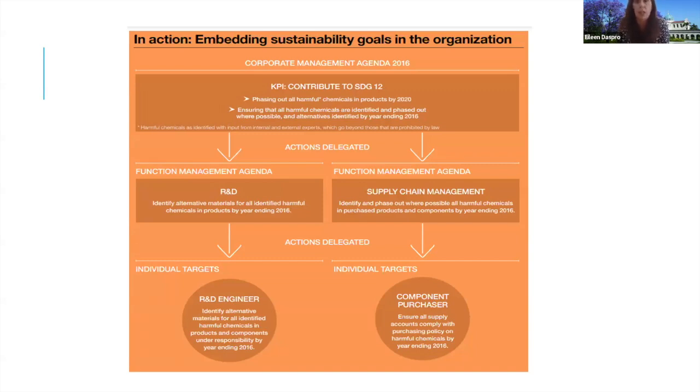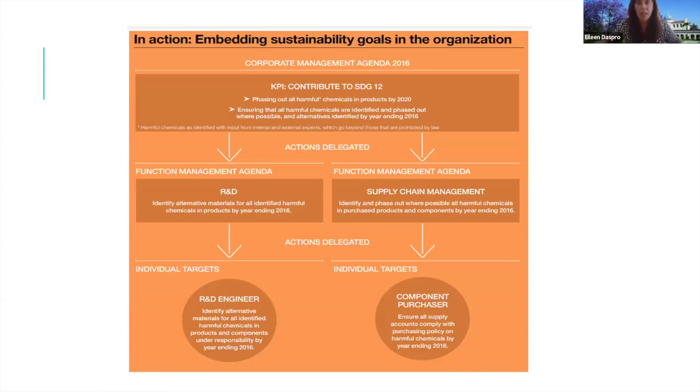So this fictitious firm identified that one of the SDGs they wanted to work on was SDG number 12, responsible production and responsible consumption. Their specific KPIs are focused on phasing out harmful chemicals by 2020, and ensuring that alternatives are identified for any harmful chemicals that are specifically being used, okay? So those are their specific KPIs.